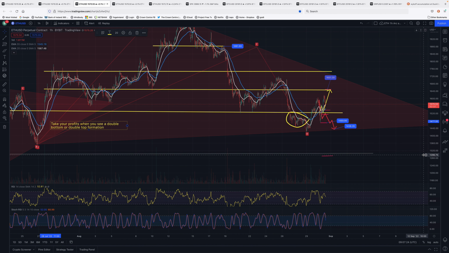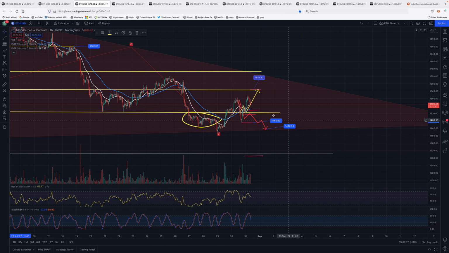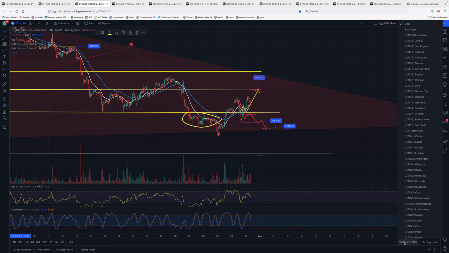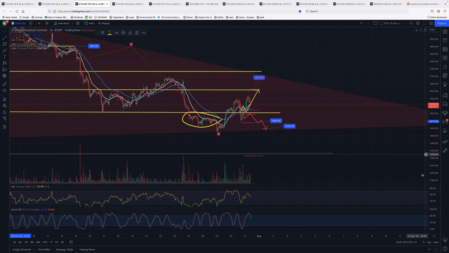Okay, so that's it. I believe today we're going to see probably a couple of hours of sideways. What time is it in the UK? You're 2 hours ahead, isn't it? 2 hours ahead? But this is, let me see, London is 10 o'clock.